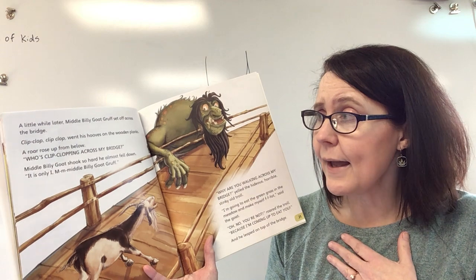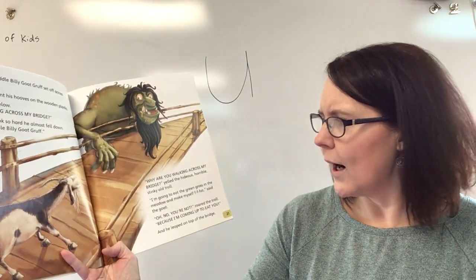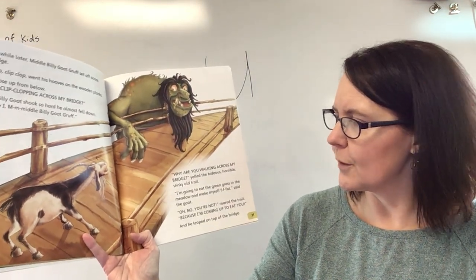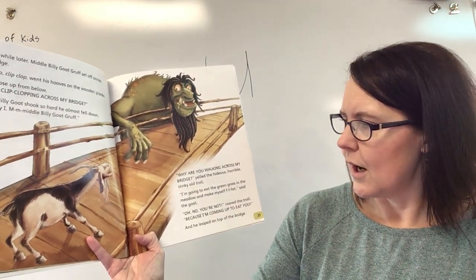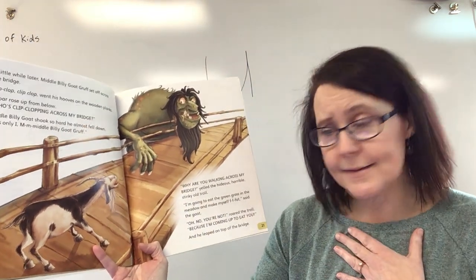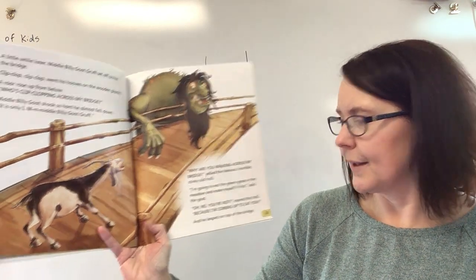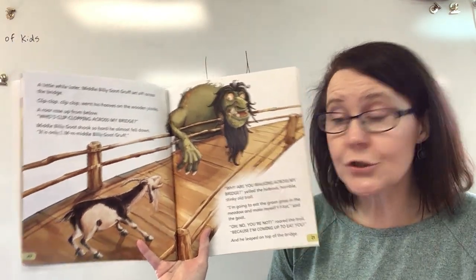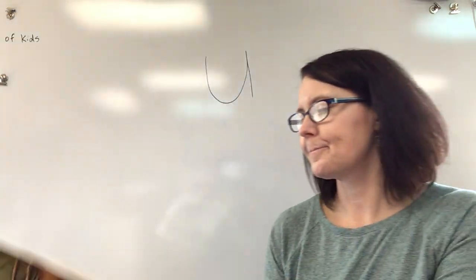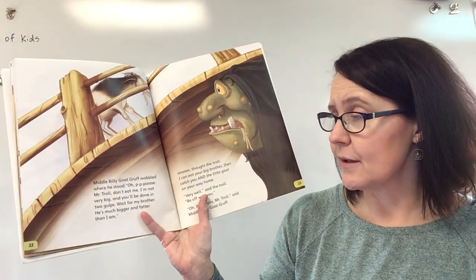It's only I, Middle Billy Goat Gruff. Why are you walking across my bridge? yelled the hideous, horrible, stinky old troll. I'm going to eat the green grass in the meadow and make myself fat, said the goat. Oh, no, you're not, roared the troll, because I'm coming up to eat you. And he leaped up on top of the bridge. Middle Billy Goat Gruff wobbled where he stood.